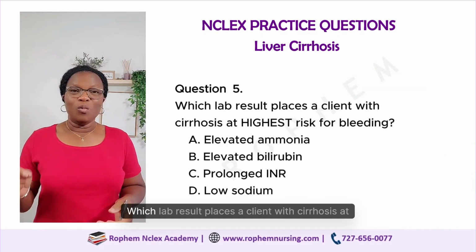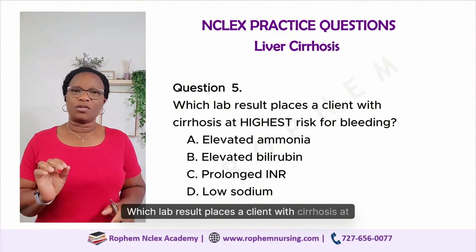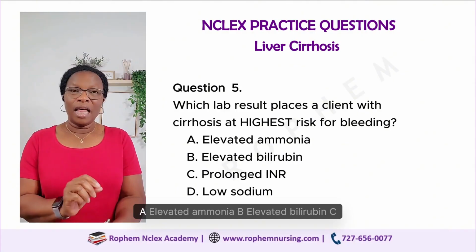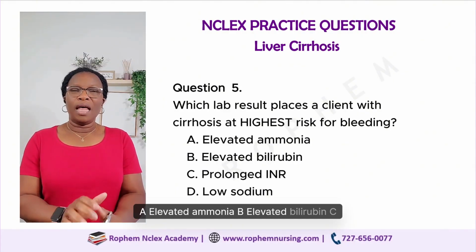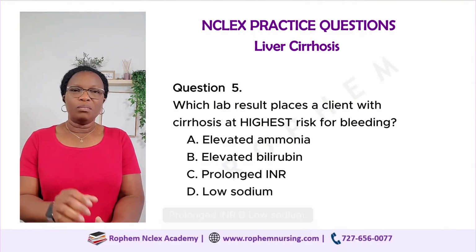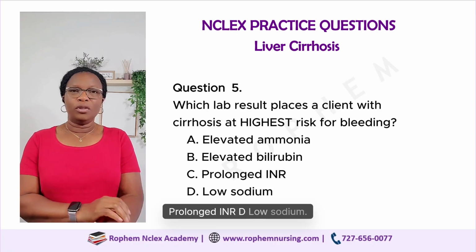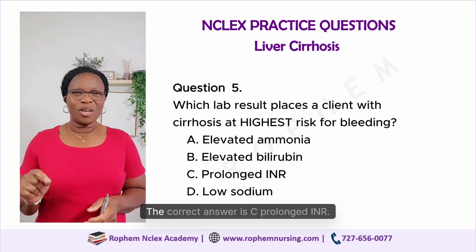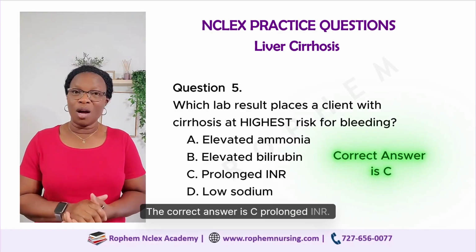Next question. Which lab result places a client with cirrhosis at highest risk for bleeding? A, elevated ammonia. B, elevated bilirubin. C, prolonged INR. D, low sodium. Which one is your choice? The correct answer is C, prolonged INR.